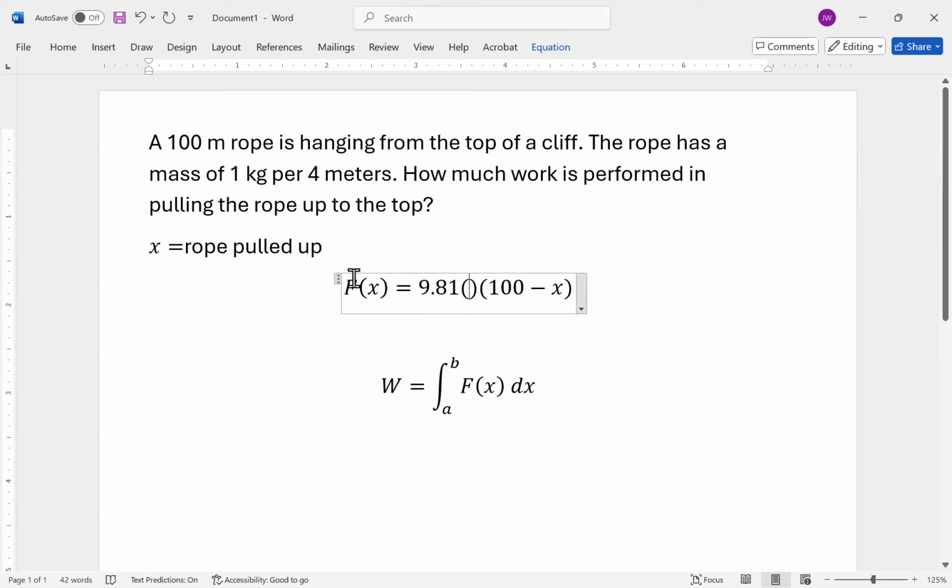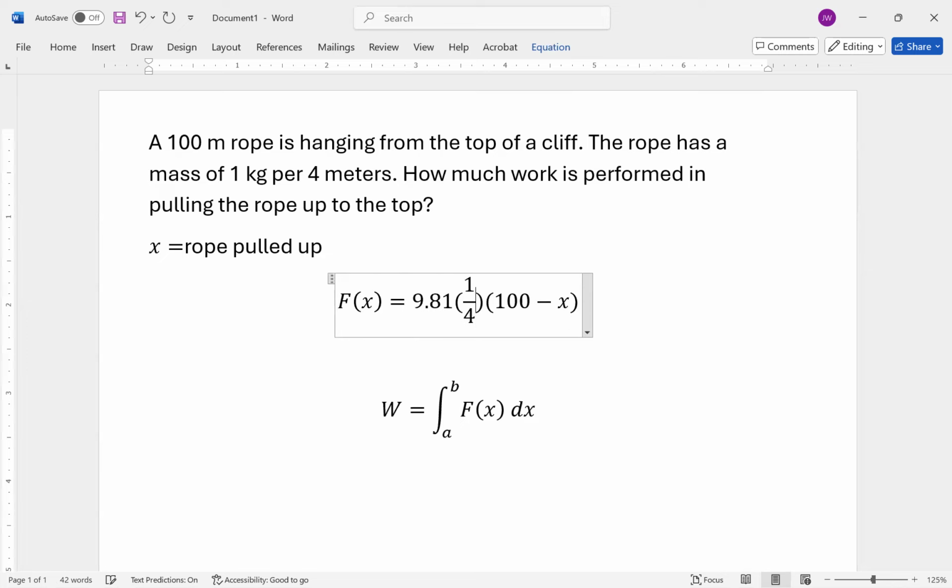The other thing I need to multiply by is the weight per meter. If 1 kilogram is the weight for every 4 meters of rope, excuse me, then that means 1/4 of a kilogram is the weight per meter.